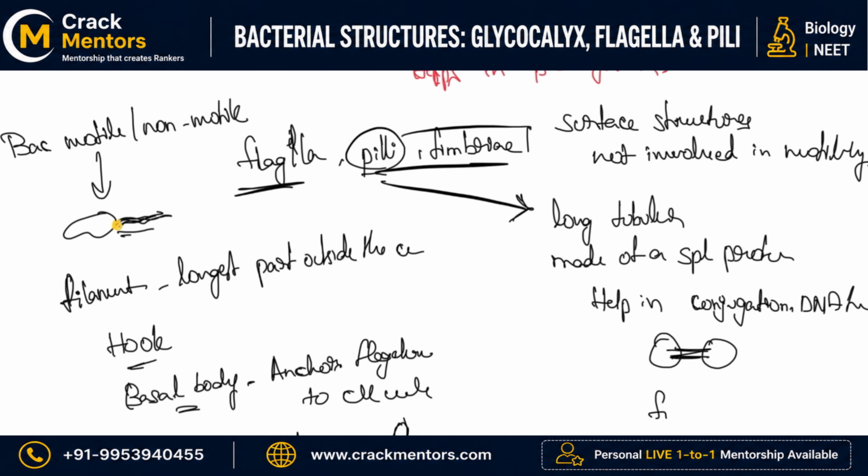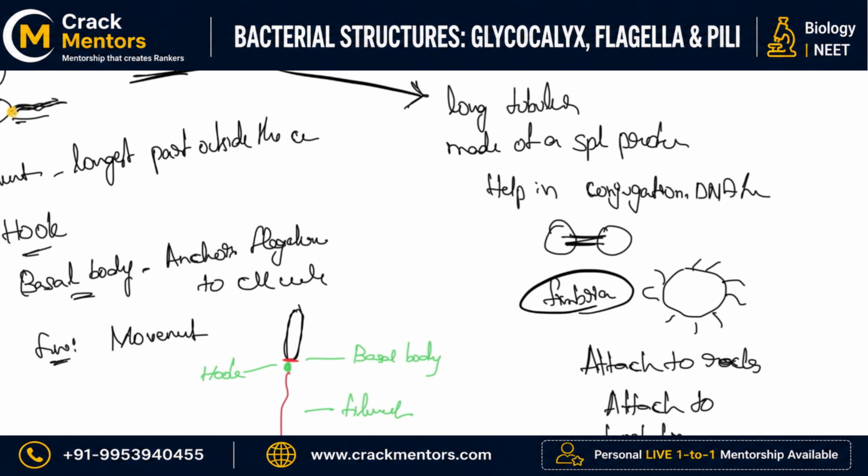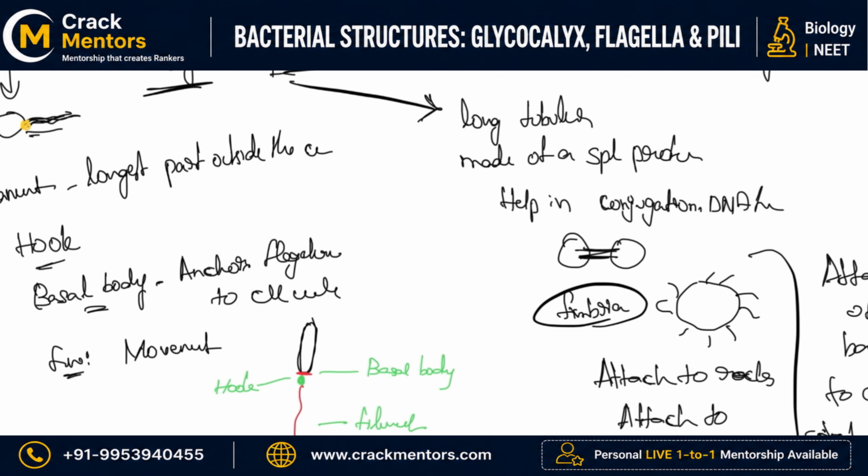After this we will see about fimbriae. So what do fimbriae do? Fimbriae are very short bristle-like fibers present on the surface of bacteria. They help bacteria to attach to rocks or to host tissues. So what do fimbriae majorly do? Fimbriae majorly help in the attachment of bacteria to other substances. So to attach the bacteria to other things, fimbriae are majorly used.